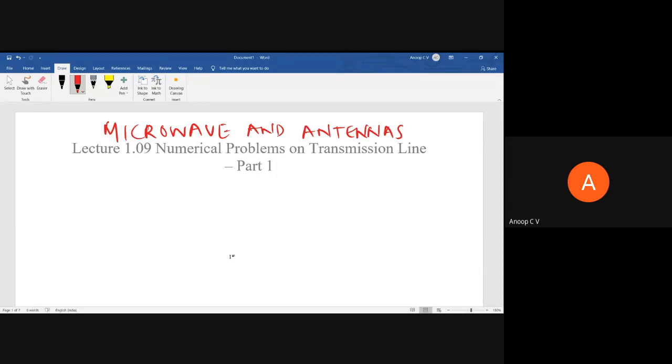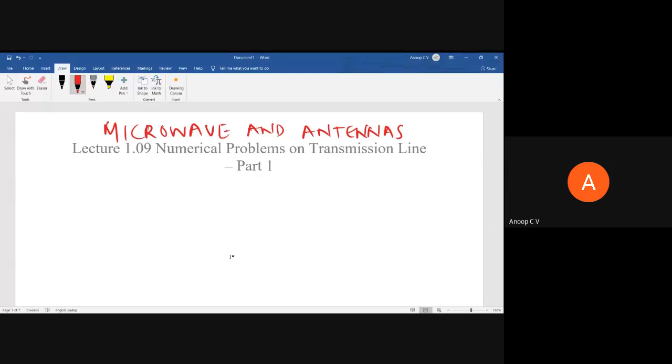to solve. Today I'll be solving problems which are there in your prescribed textbook, that is Microwave Devices and Circuits, third edition by Samuel Y. Liao, right? We'll be solving problems, and I'll also make some of the solved examples available in Canva so that you can try it out. More or less the problems are very simple, but the only thing which you should be comfortable with is use of calculator.